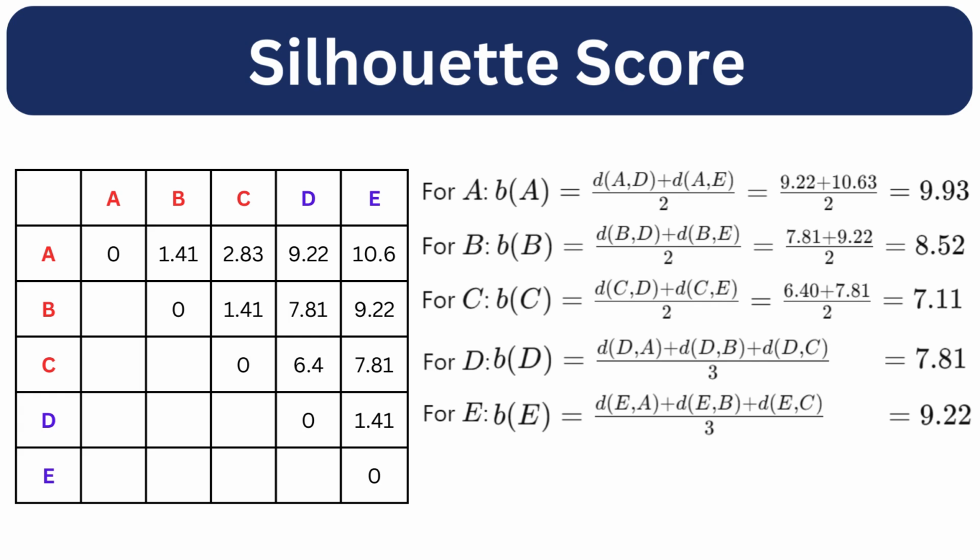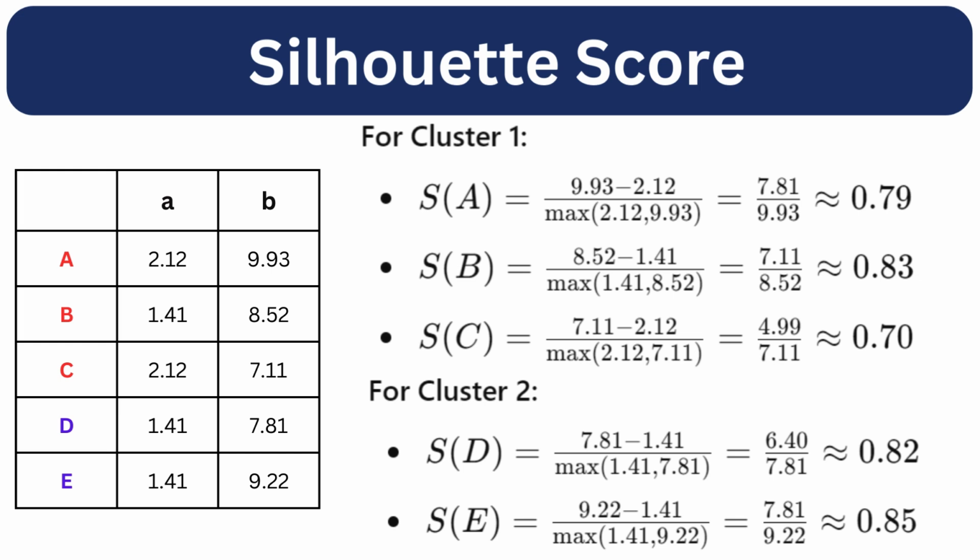So we have A and B values. Now we can put this into the formula and calculate the Silhouette score for each data point. The formula for Silhouette score is B minus A divided by the maximum of B and A. So for point A, the B value is 9.93 and the A value is 2.12. So we will subtract them and then divide by the maximum of them, which is 9.93, and we will get a score equal to 0.79. We will repeat this for all other data points in cluster 1 as well as in cluster 2. After completing this iteration, we have the Silhouette score for each data point individually.